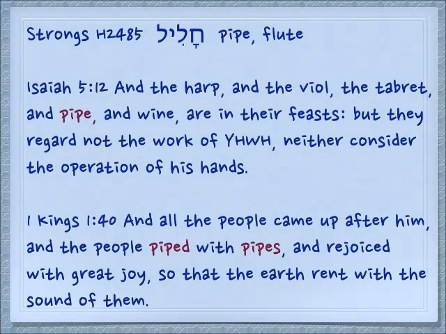Chalil. Isaiah 5:12, and the harp and the viol, the tabret and pipe and wine are in their feasts, but they regard not the work of Jehovah, neither consider the operation of his hands. 1 Kings 1:40, and all the people came up after him, and the people piped with pipes and rejoiced with great joy, so that the earth rent with the sound of them.